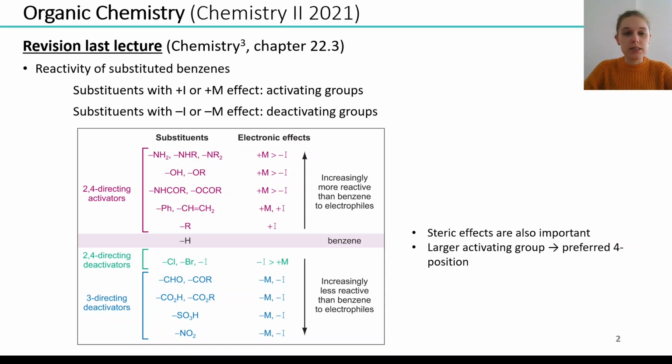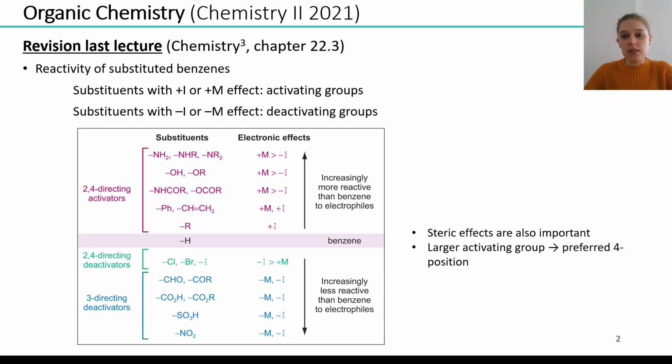And for the reactivity of substituted benzenes, we learned that substituents with plus I or plus M effect are activating groups, as they are electron donating, and hence these groups increase the reactivity of the ring to reactions with electrophiles because the carbocation is stabilized by the electron donating group. And what was also important is that the plus M effect is stronger compared to the plus I effect. Hence, electron donating groups with plus M effect stabilize the intermediate carbocation better compared to substituents with plus I effect.